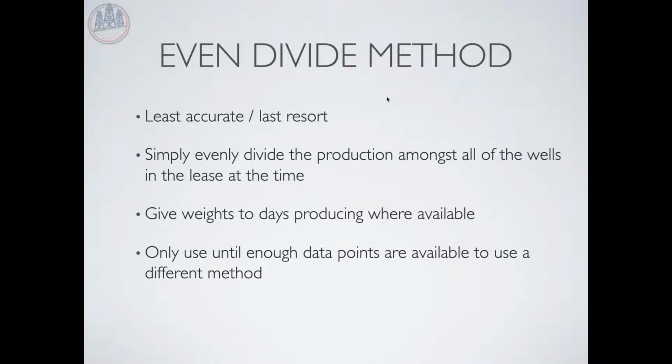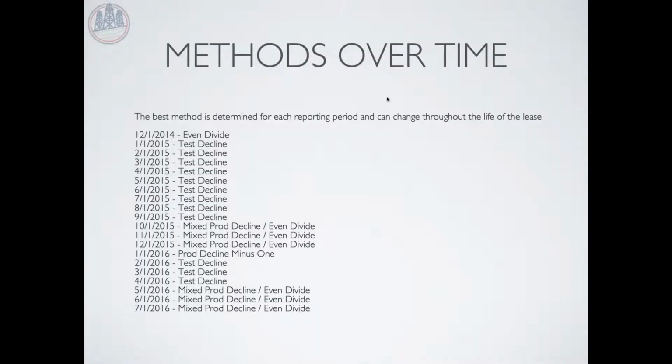And so again, we're doing this month over month, and once we're getting enough data points to create a decline, we'll start using the decline method instead of the even divide. It allows us, as new wells come online and old wells drop off, to stay agile and respond to each of those through our process. The methods over time chart can kind of show you how that happens.